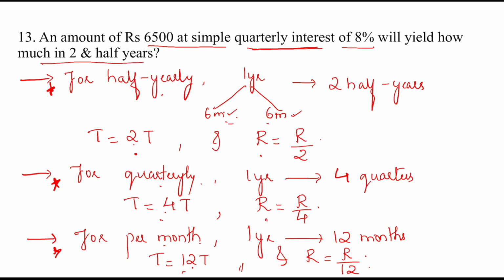So an amount of rupees 6,500 at simple quarterly interest of 8% will yield how much in 2.5 years? For 2.5 years how much it will yield, they are saying. So for quarterly, we have to calculate for quarterly, isn't it? For quarterly, time is 4t, and rate of interest is R by 4, isn't it?